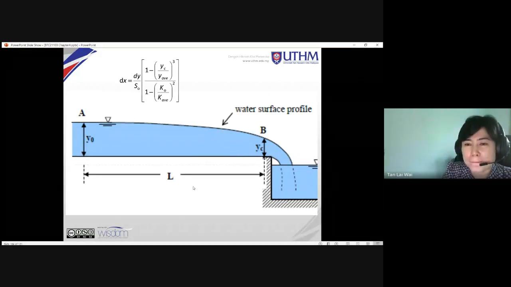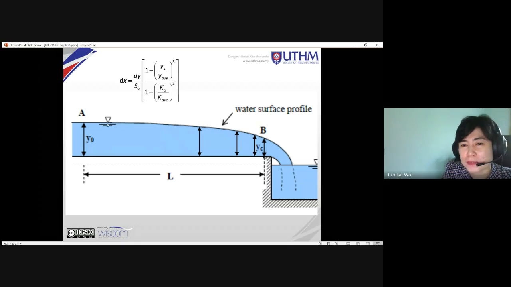Now, for example, even if the question informs you to use a certain number of steps, for example, 4 steps, what is the meaning of 4 steps? That means you are going to divide the range between y naught and yc into 4 steps. Look at this. There are 1, 2, 3 parts between y naught and yc.